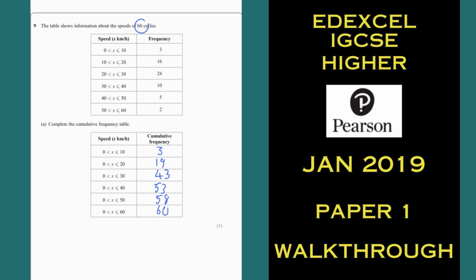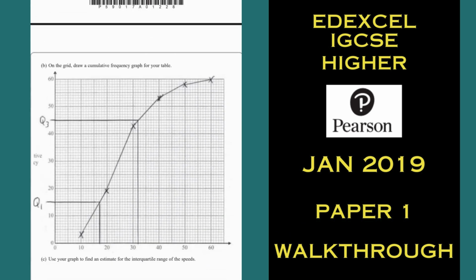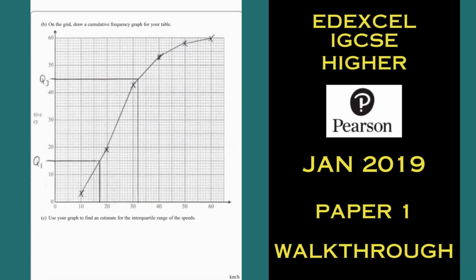But we got 60, and obviously I've cheated. I've plotted them all on. As you can see, don't forget, by the way, you plot them at the upper class boundaries, not the middle points. So your first coordinate should be 10 along, 3 up, then 20 along, 19 up, etc. And I wouldn't draw freehand if you've got the choice. It says to draw a graph. It doesn't say curve or anything, so use a ruler, in my opinion.